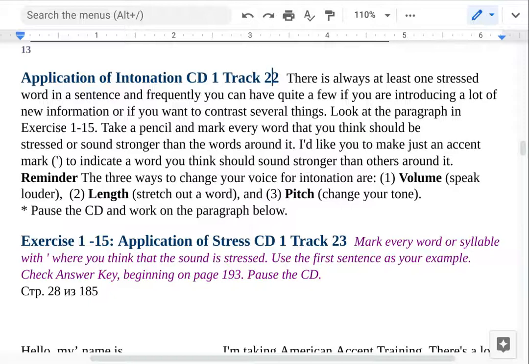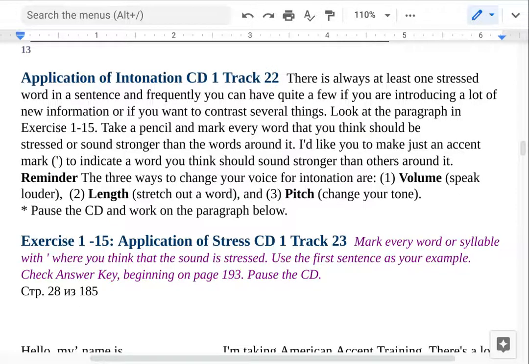Reminder. The 3 ways to change your voice for intonation are 1. Volume, speak louder, 2. Length, stretch out a word, and 3. Pitch, change your tone. Pause the CD and work on the paragraph below.